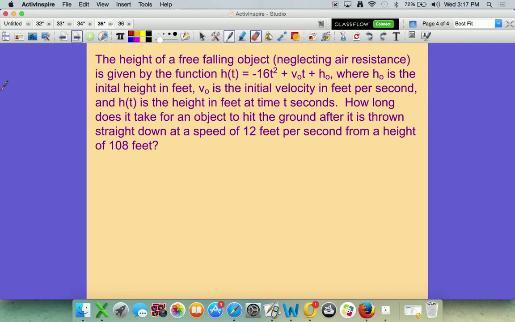Well, let's put in what we know. We know the initial height is 108 feet. Negative 16t squared, that doesn't change. Speed of 12 feet per second, well, that's our velocity, so plus 12t. H sub o is supposed to be the initial height, so plus 108 over here.